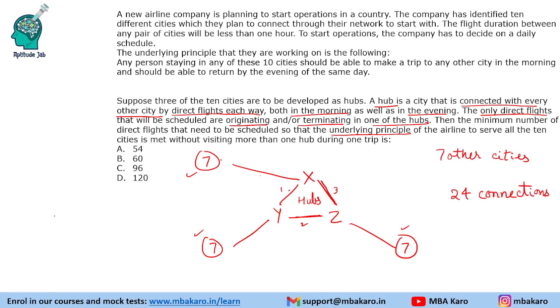And the underlying principle which we discussed in the previous question is that we need 2 morning and 2 evening flights. So 4 flights per connection. So we need a total of 96 flights for this condition.